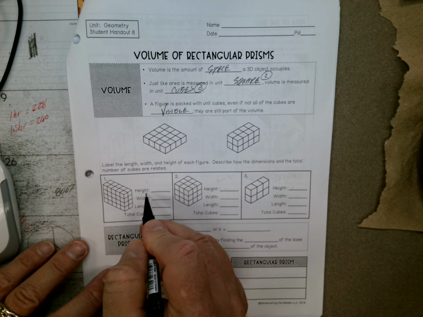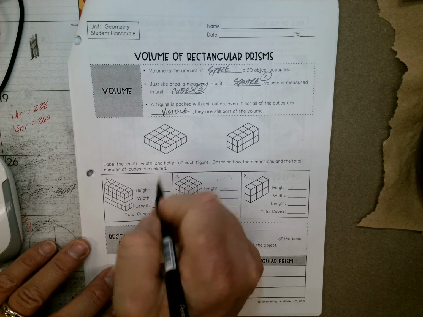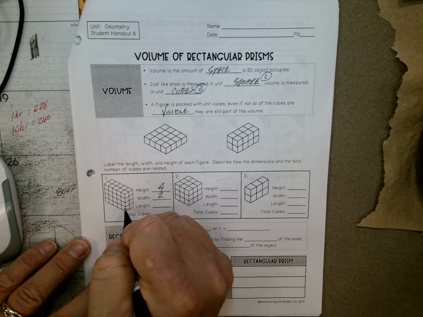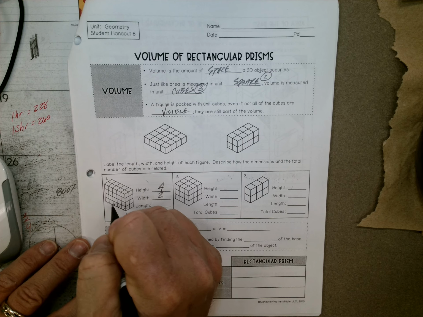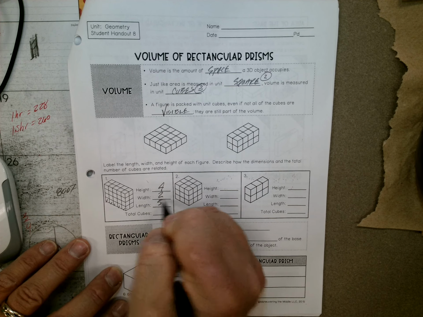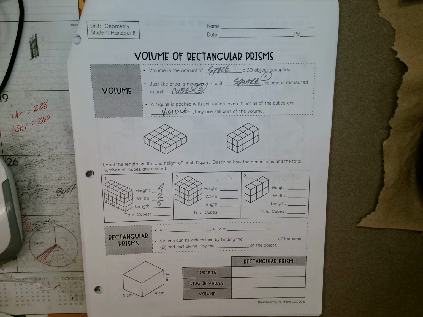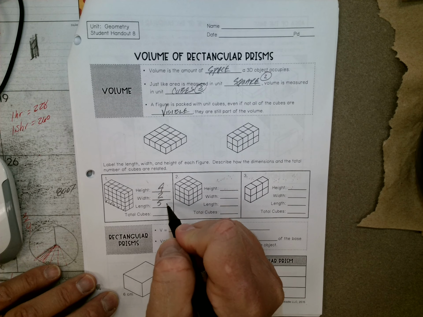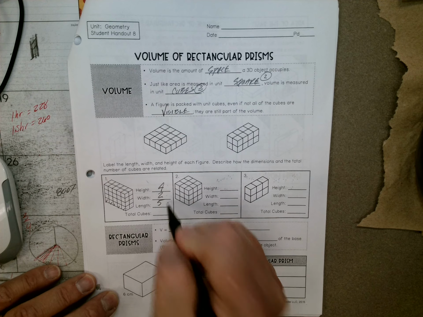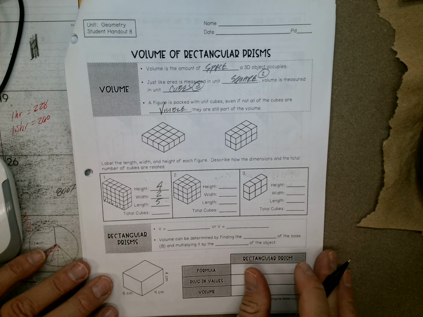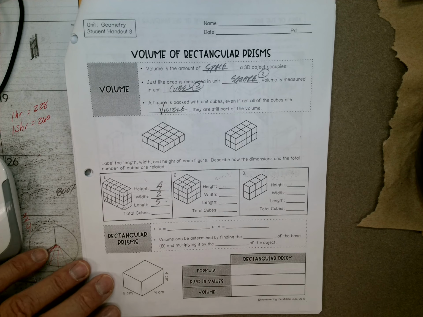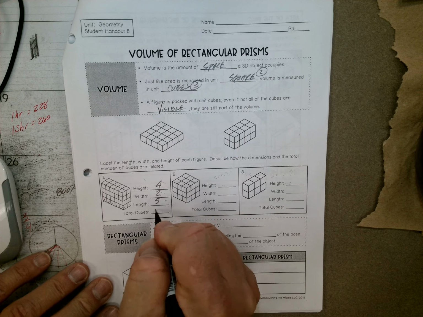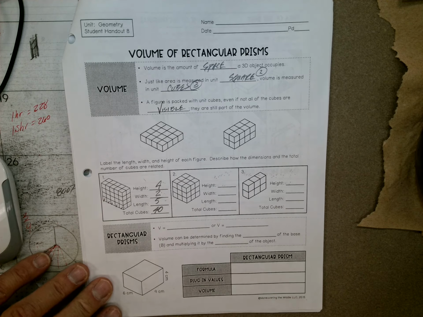So we have the height. We're going to count the height of 4, the width of 1, 2, and the length of 1, 2, 3, 4, 5. How many total cubes are there? It's length times width times height. We'll talk about those formulas in just a minute. They'll also give you a capital BH. I'll explain what that means in just a second. But 4 times 2 is 8. 8 times 5 is 40.